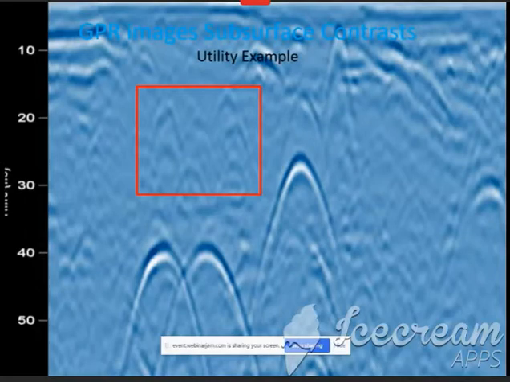But if I was looking for a utility that might be subtle, a fiber optic line, a non-metallic water line in a wet soil, or a non-metallic gas line in a dry soil, I should take a second look at these hyperbolas and collect more data to see if I see them again on parallel lines. If so, this would mean that they form linear objects, which usually indicates a utility.